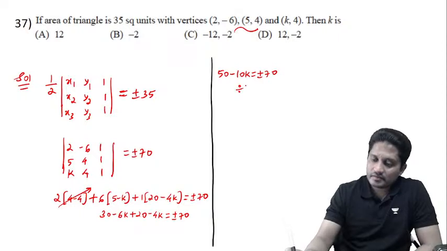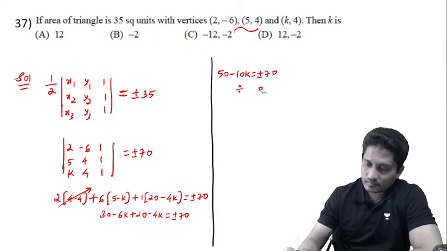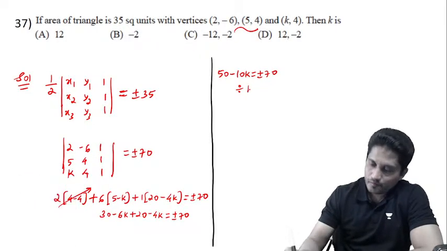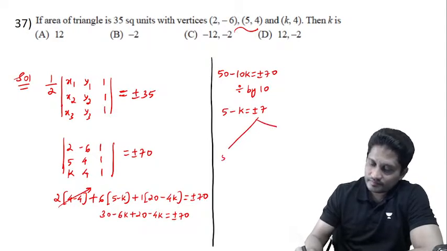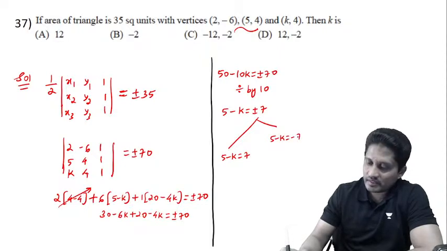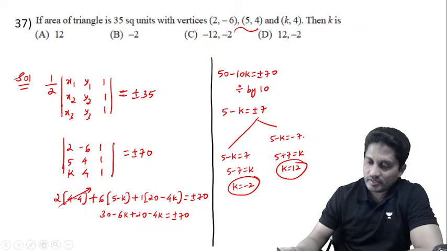If I divide throughout by 10, you get 5 minus k is equal to plus minus 7, right? Two cases will be there. 5 minus k is equal to 7 and 5 minus k is equal to minus 7. From this you get 5 minus 7 is equal to k. You get k is equal to minus 2. And 5 plus 7 equal to k. K is equal to 12. K is minus 2, k is equal to plus 12. Answer is option D.